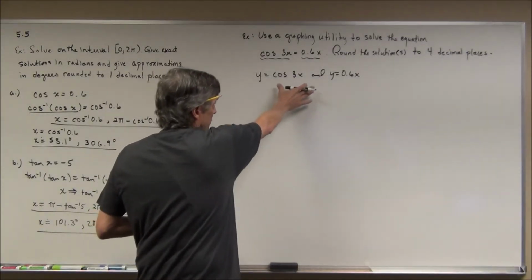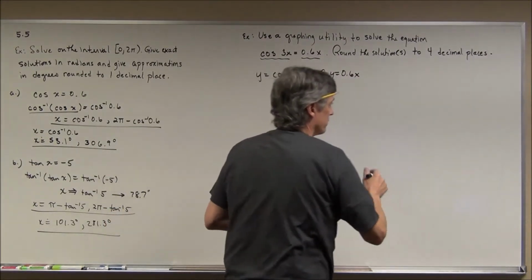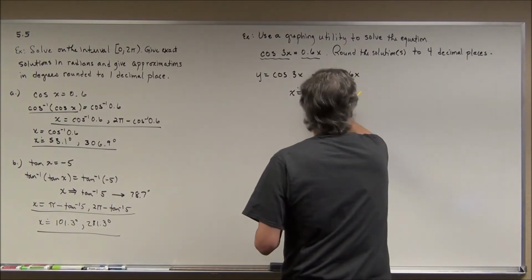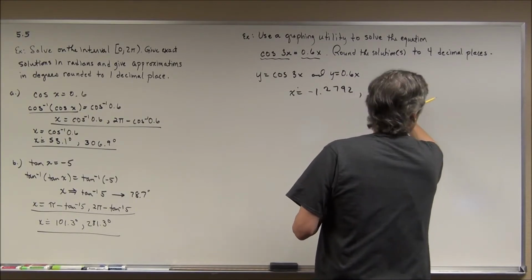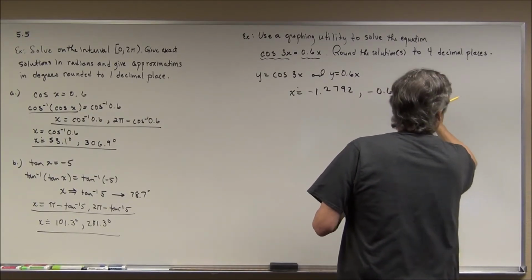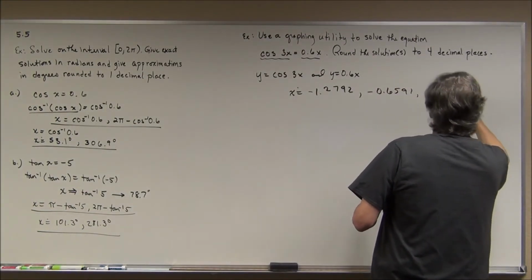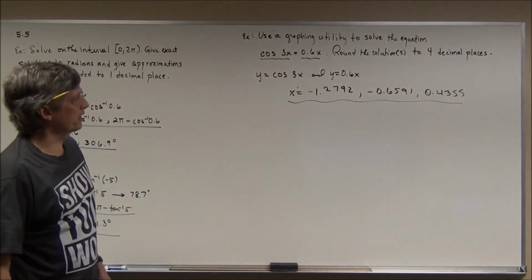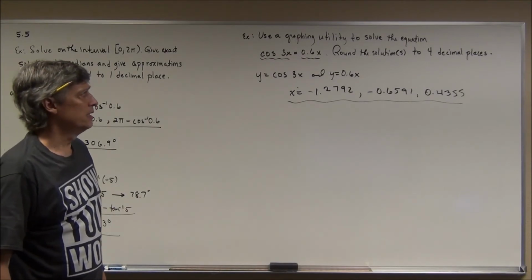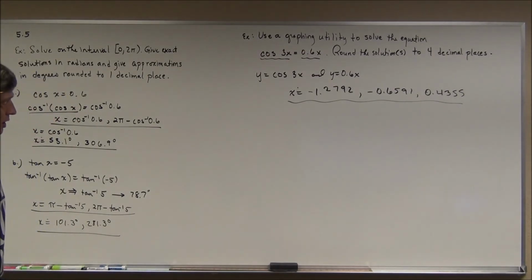So I'm going to solve for x, which I've already done. I did this earlier. I've written it down on a piece of paper here. Negative 1.2792, negative 0.6591, and 0.4355, it looks like. Hopefully I haven't messed that up. So you try this one on your own and see if you match up with those answers. Again, the more you practice with the graphing calculator, the easier it's going to become, and the easier it's going to find all the features that you need. And of course, always practice, practice, practice.